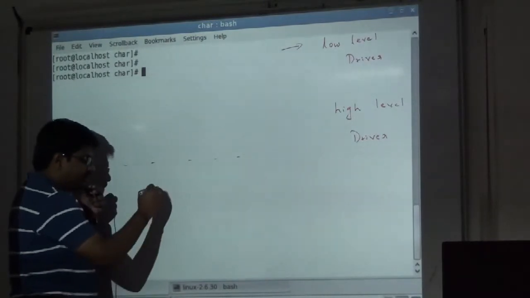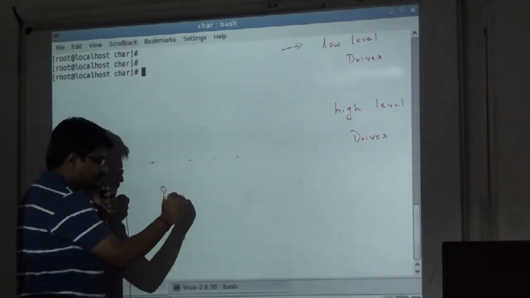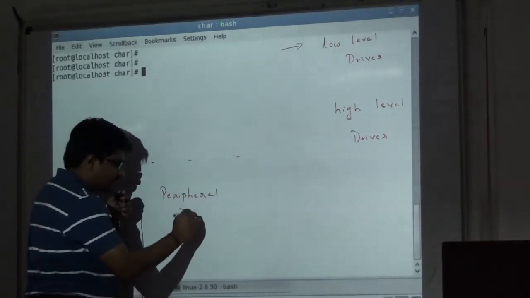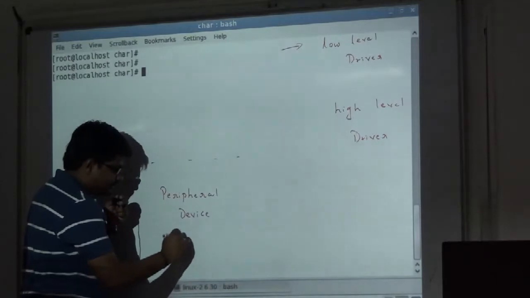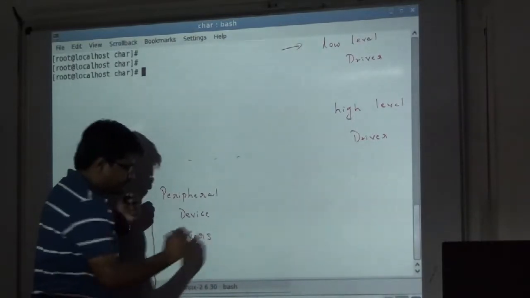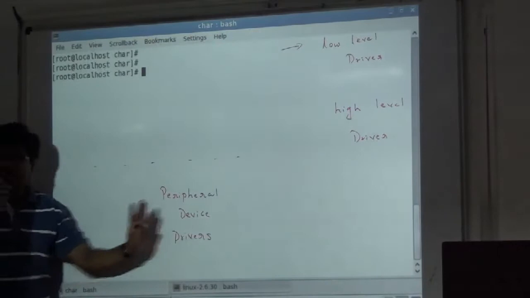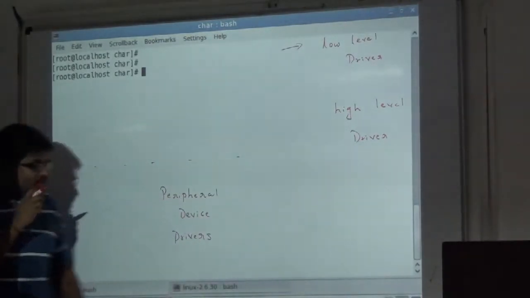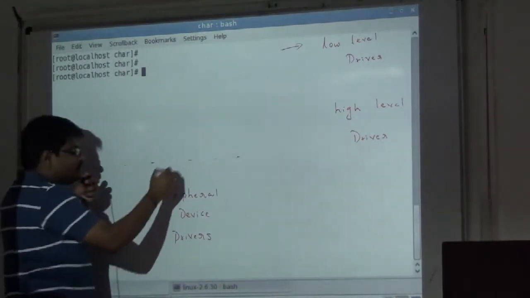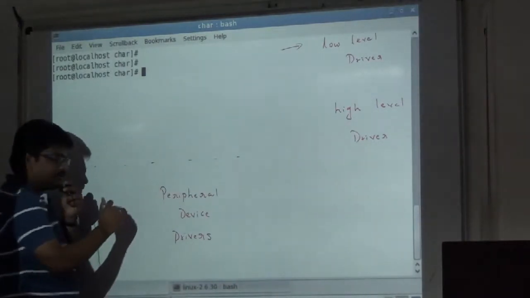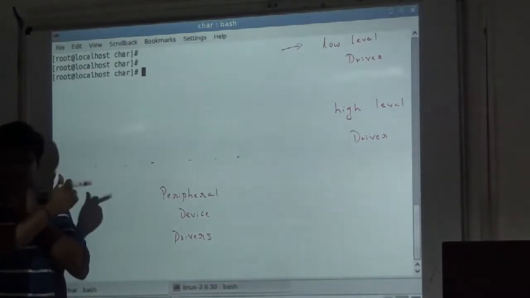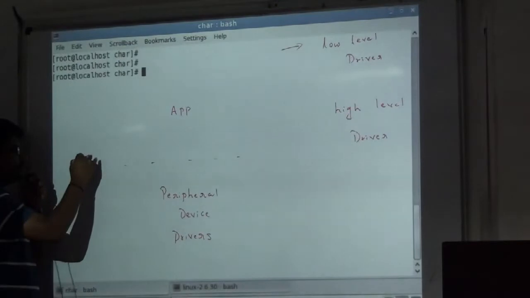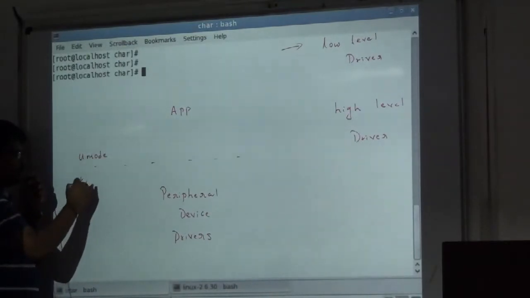Can I call them peripheral device drivers? Yes, because they have code that is specific to a peripheral device that the application is interested in, isn't it? So these drivers, who will use them? Application. Applications are in user mode, U mode, K mode.